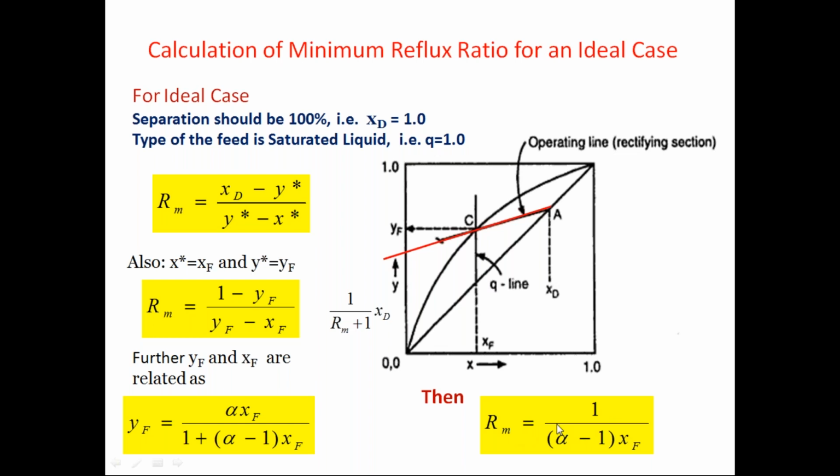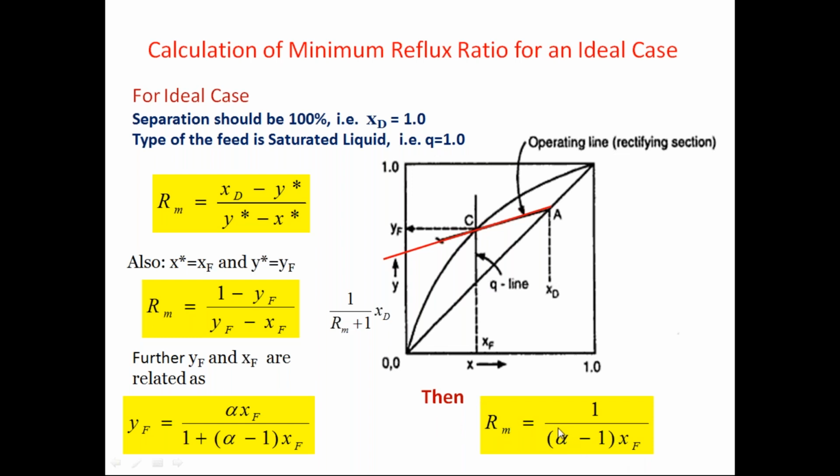So this is exactly what I want you to do. For YF, if you substitute this in this equation, then you'll get R minimum is equal to 1 divided by (alpha minus 1) times XF. So it says that the minimum reflux ratio required for a dilute feed, dilute feed meaning the feed concentration of the more volatile component is very low, will be higher. If XF is more, then R minimum will be less. If XF is less, R minimum will be more. So there is an inverse proportionality between these two.